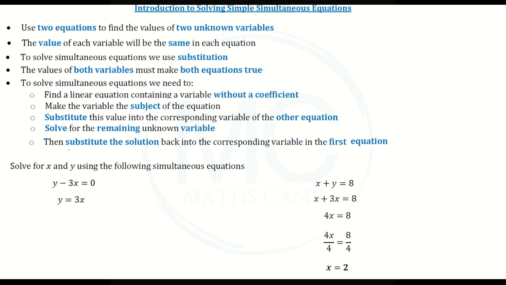Now we can substitute this value back into the corresponding variable in our first equation. We see that x is equal to 2. So on this side, we can say y is equal to 3 multiplied by 2. And finally, we can solve for y. We see that y is equal to 3 multiplied by 2, which is 6. Let's make some more space and look at some more examples.